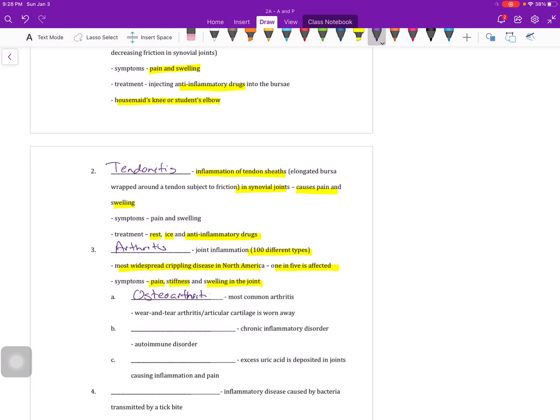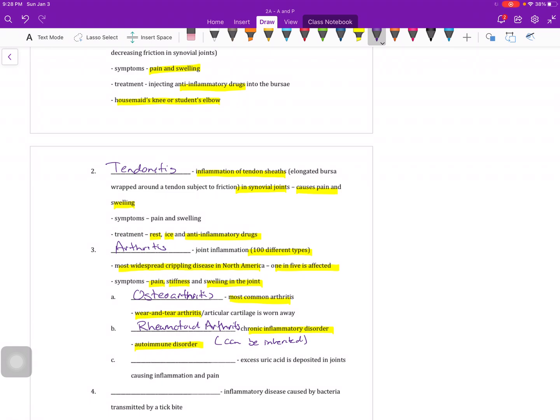Osteoarthritis, guys. Most common arthritis. That's wear and tear arthritis. Eventually, the articular cartilage just gets worn away after repetitive use. Next up after that, guys, is rheumatoid arthritis. This is an autoimmune disease. It is a chronic inflammatory disorder, autoimmune. It can be inherited, so there's a genetic component there.